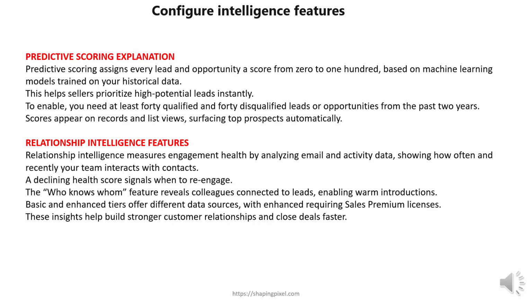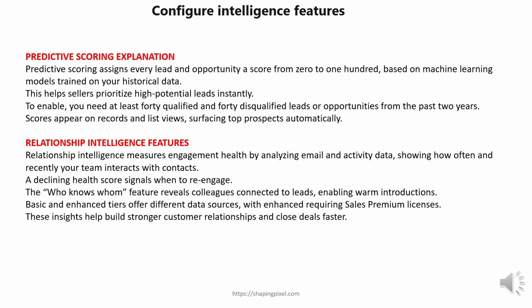Predictive scoring assigns every lead and opportunity a score from 0 to 100 based on machine learning models trained on your historical data. This helps sellers prioritize high-potential leads instantly. To enable, you need at least 40 qualified and 40 disqualified leads or opportunities from the past 2 years. Scores appear on records and list views, surfacing top prospects automatically.